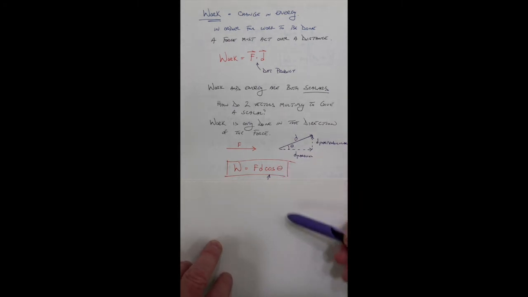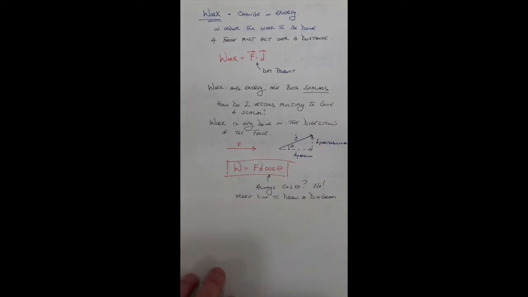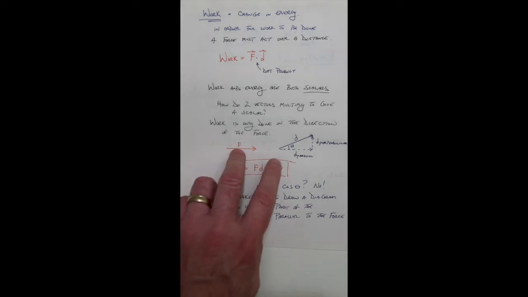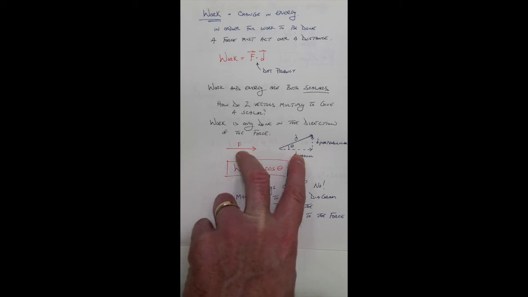Now, if you memorize this, you're going to get yourself into trouble. Because is it always the case that we're going to use cosine theta? No way. The test designers will put you in situations where you might need to use sine of theta. So why does the equation generally get written as F d cosine theta? It's just a convention. I want to make sure that you always draw yourself a diagram and then you always analyze it in terms of making sure that the force and the distance that you use are parallel to one another.